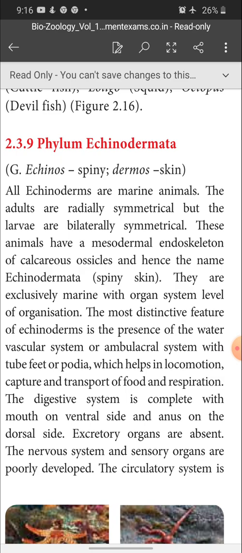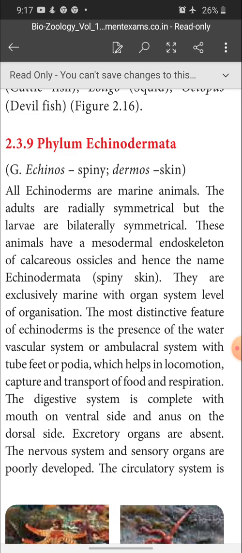What is the meaning of Echinodermata? Spiny skin. The animals have a mesodermal endoskeleton of calcareous ossicles. It has an endoskeleton of mesodermal origin, made up of calcareous ossicles like spines. Hence the phylum is named what? Echinodermata. They are exclusively marine with organ system level of organization.